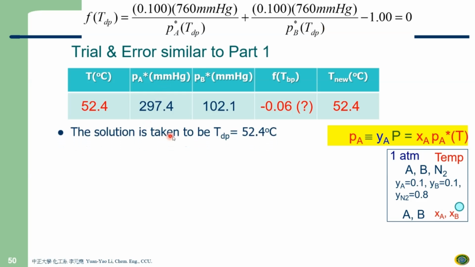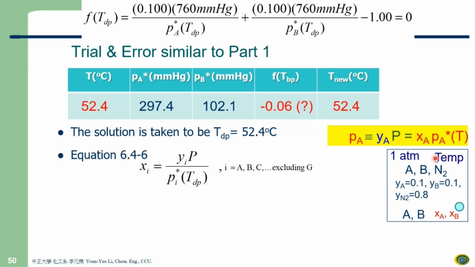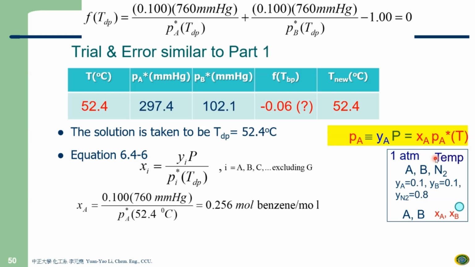So the solution is taken to be 52.4 Celsius. Once you know this temperature, now it's time to know the molar fraction in liquid phase. How can you get that? Again, you play around with this. Because you know the total pressure, you know this one, and you know this one, of course you will get this one. So easy, once you know the skill, that's easy.